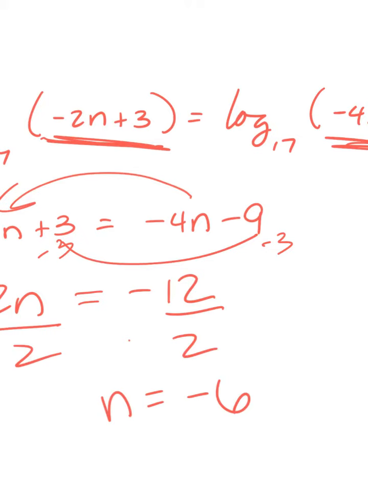On this one, if log base 17 of negative 2n plus 3 equals log base 17 of negative 4n minus 9, then negative 2n plus 3 equals negative 4n minus 9. We add 4n to both sides, we get 2n, and we subtract 3 from both sides, we get negative 12. When we divide by 2 to leave the n alone, we get n equals negative 6.